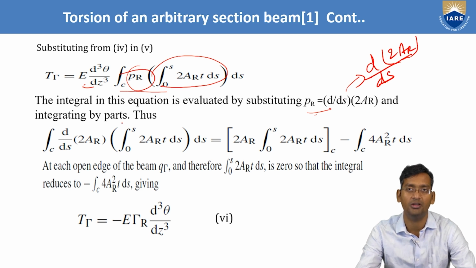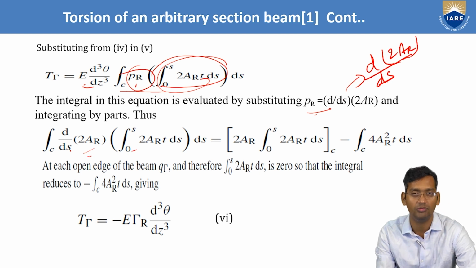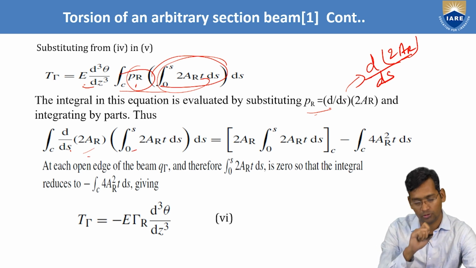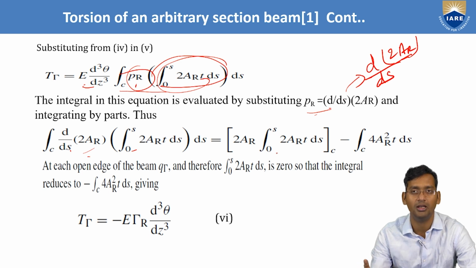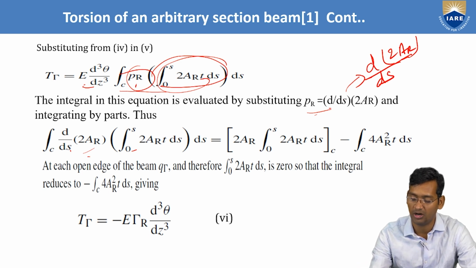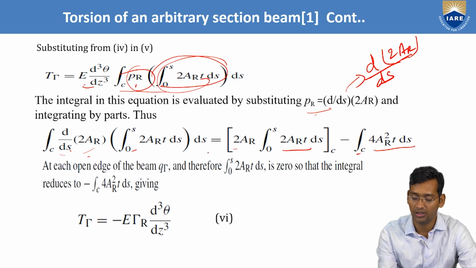Now after this, just apply the integration by parts. So here d of ds, that is PR. So this into substituting here this. So this into this, now two words are there. That means what we have to do? Product rule. So in integration, product rule is by parts. So with by parts, we can integrate. So after integrating, what will we get? 2AR into that first integral minus second integral, just the same as in that by parts formula, 0 to s 2AR t ds, minus c 4a square r t ds. Okay, so this will be the result after integrating this one.